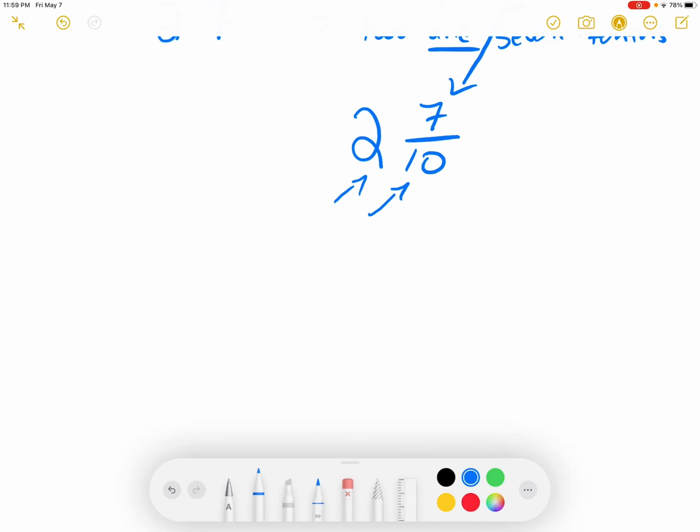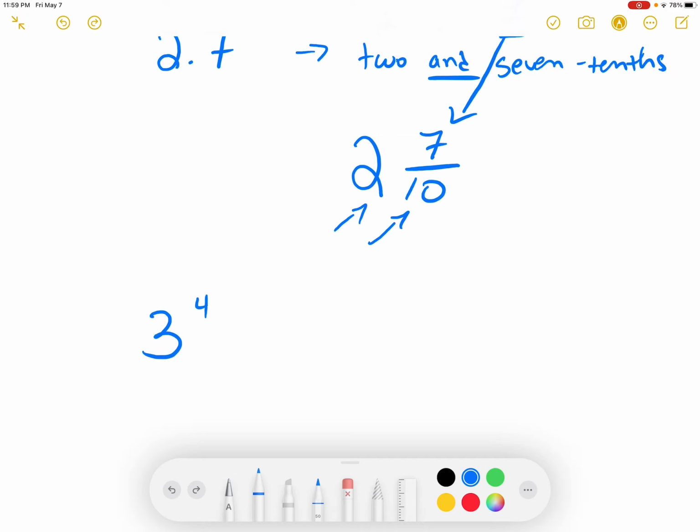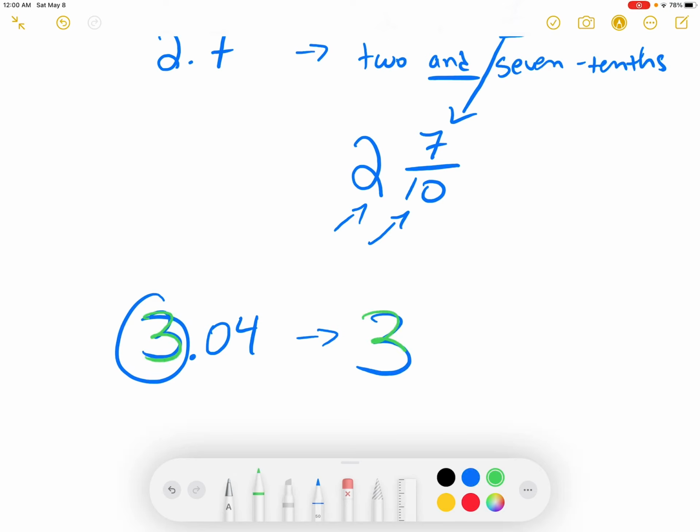Now, let's do one more for that. Let's do 3 and 4/100ths. 3 and 4/100ths looks like this, right? 3 and 4/100ths, or 3.04. Whole number becomes the whole number. And becomes the fraction.